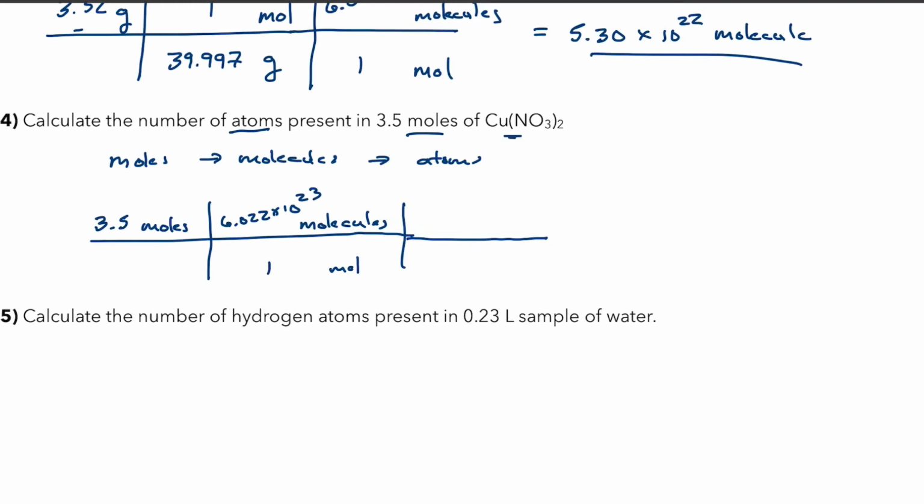Okay, now here's the tricky part. I need to know, for each molecule, how many atoms. So this problem asks me for the total number of atoms. So that means I need to know how many atoms for each molecule. Each molecule has 1 copper, just like we did in Unit 1, 2 nitrogen, so I have to apply that to parentheses, and 6 oxygen atoms. So that means in total, that's 6, 7, 8, 9 atoms in total per molecule.